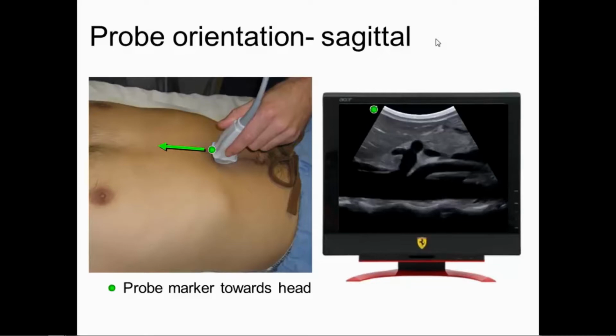And if the probe marker is facing towards the patient's head, and it corresponds to the probe marker, which is also this green dot on the screen, that means everything on the green dot side of the screen is also towards the patient's head. Anything on the opposite side of the head is towards the feet. The probe is touching the anterior abdomen, so the top of the screen is anterior, and it's shining ultrasound energy into the body, therefore everything in the far field on the bottom of the screen is posterior.